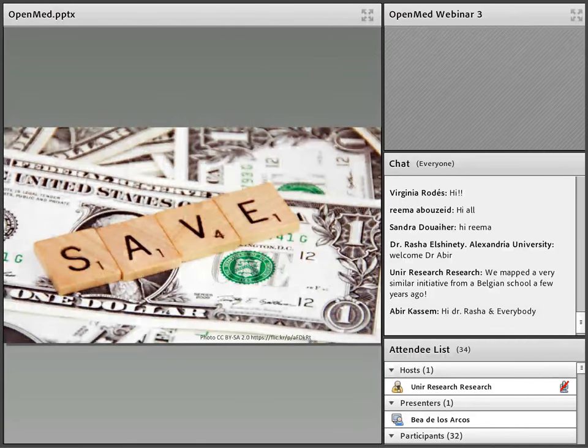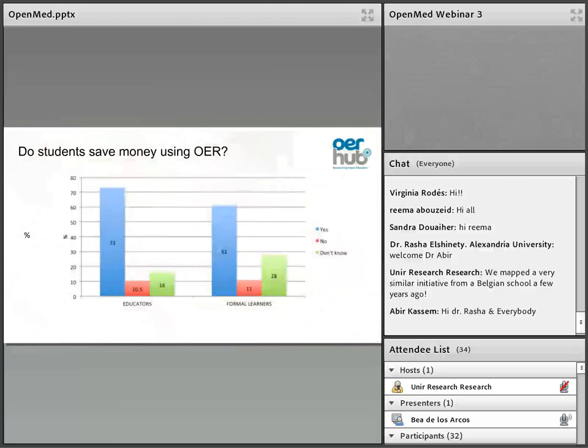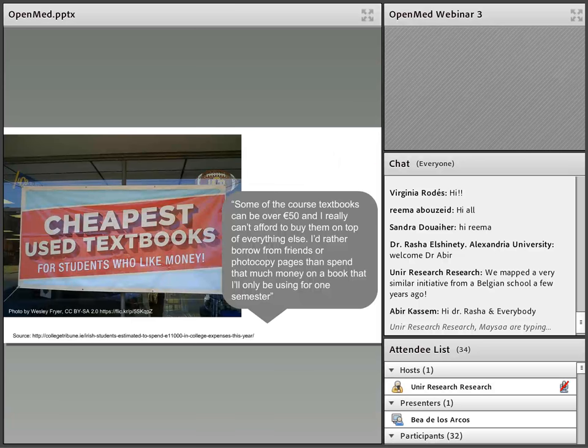So one of the things that we researched with the OER Hub is the idea that if you use open educational resources, then you're saving money. So we asked students and we asked educators in universities. So we've moved from the school context to the universities. This was a very simple question, because it's all about perceptions. We didn't want to know exactly how much money you're saving, but what do you think? Do students save money when using open educational resources? You can see we asked educators and former learners, and the blue column is saying yes, we do save money. We think we save money.